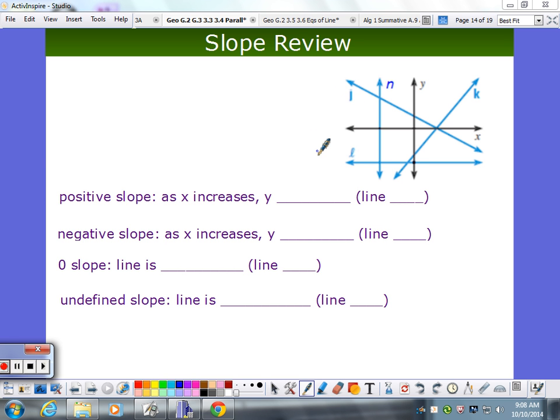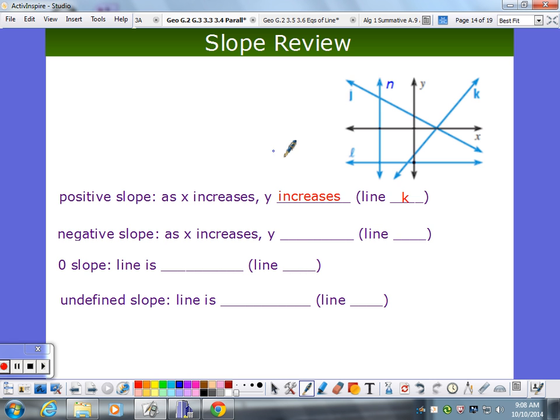Is this on my sheet? No, so just look up there. Just look up on the board. Is everyone else doing that? I think everyone else is. Which of the lines here, raise your hand if you know, is showing a positive slope? Abby, which one is that? Okay, right? So as x gets bigger, so does y, and that's line K.